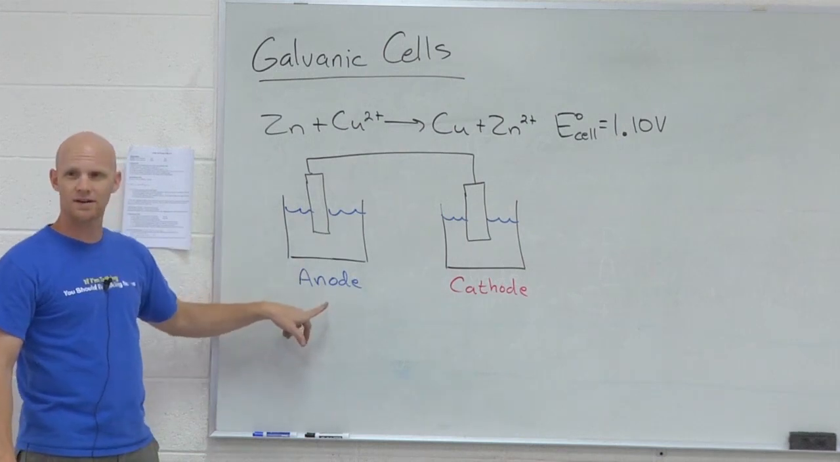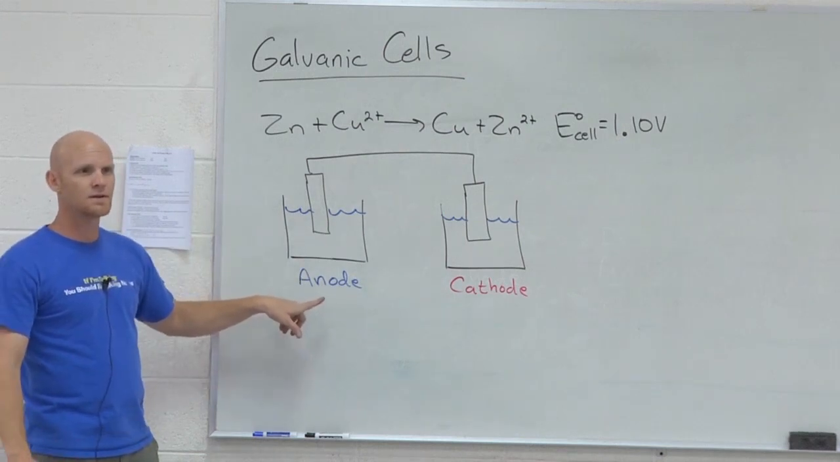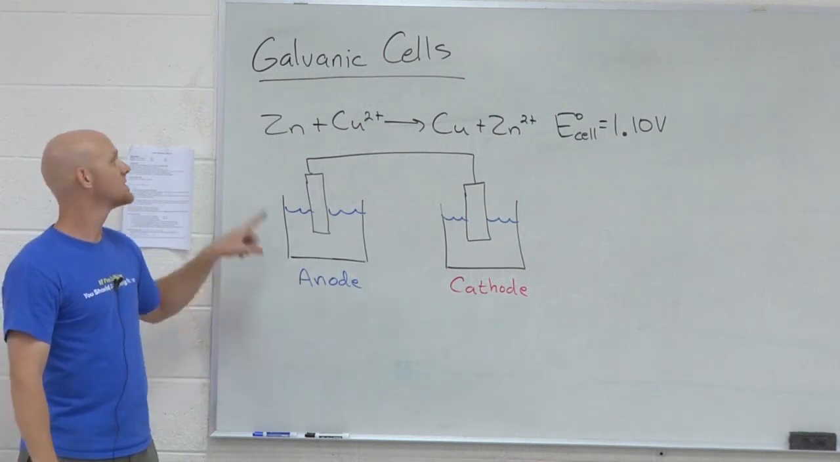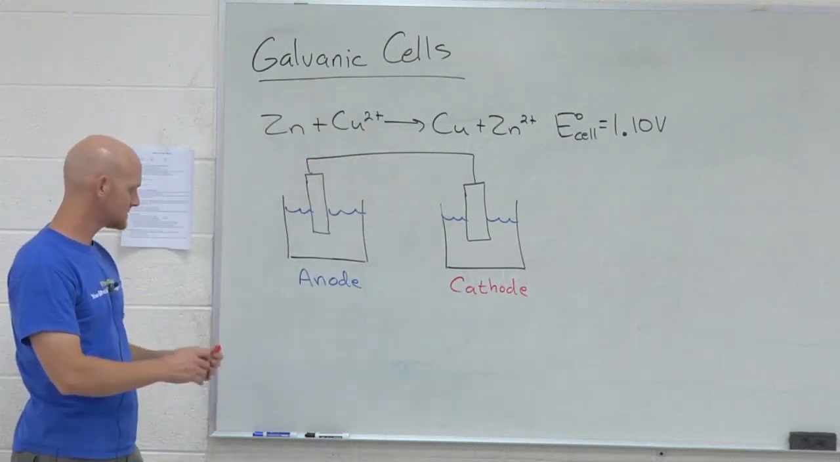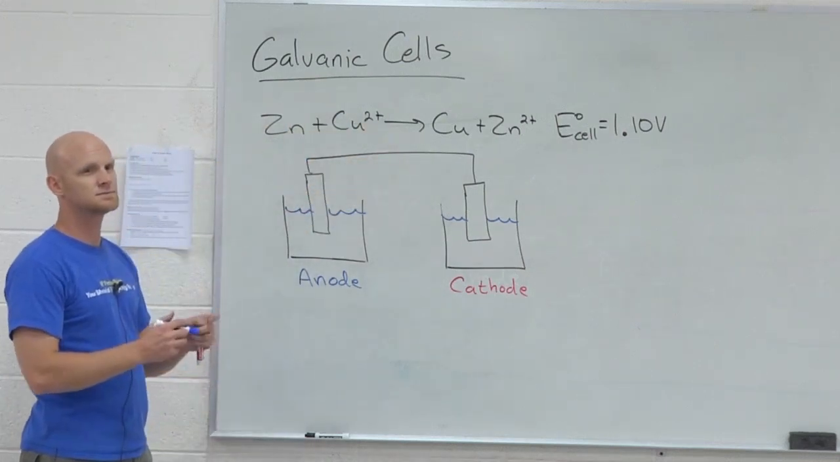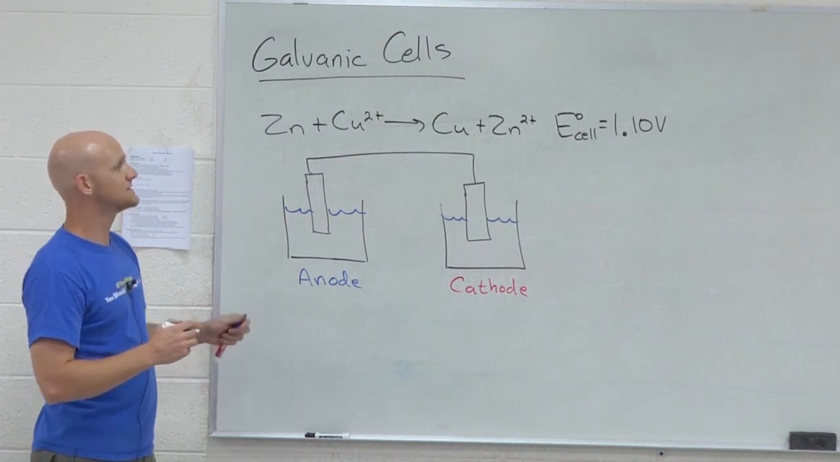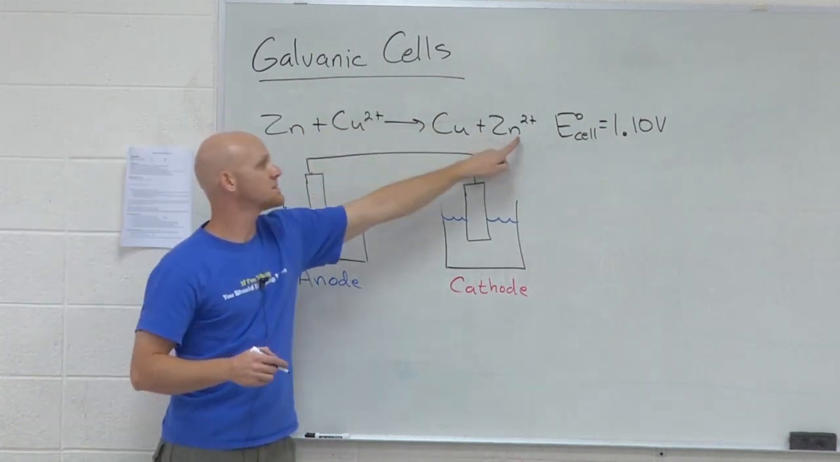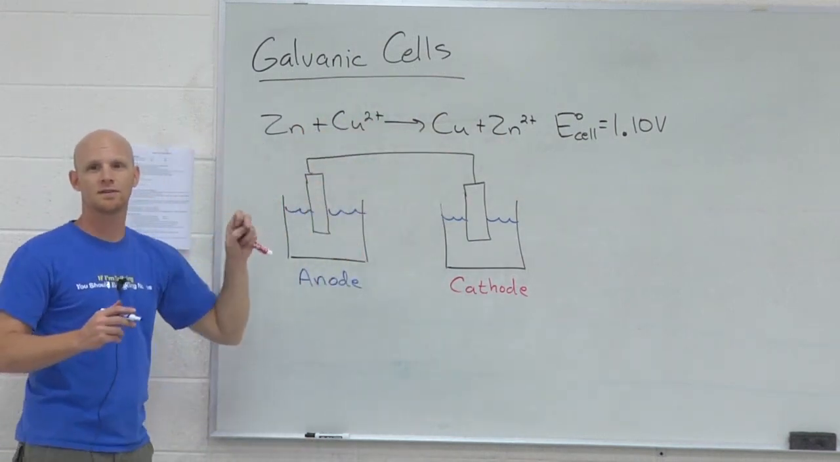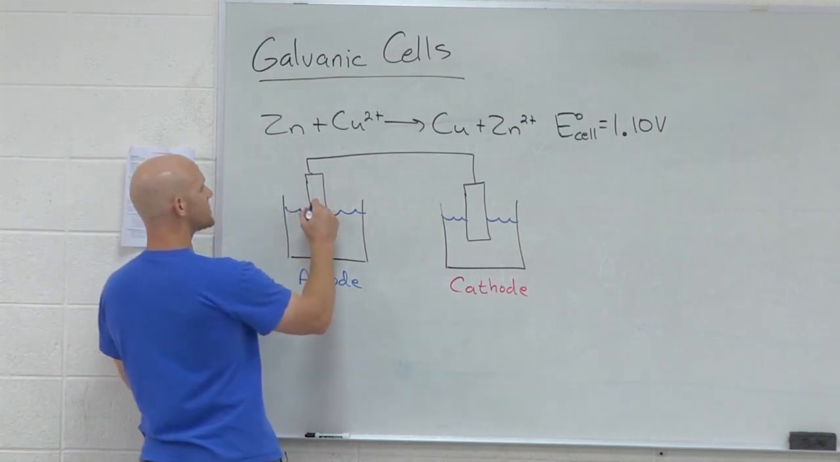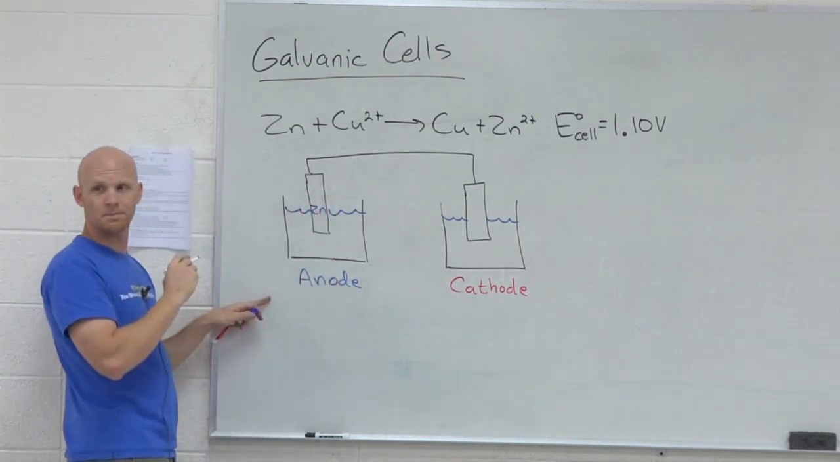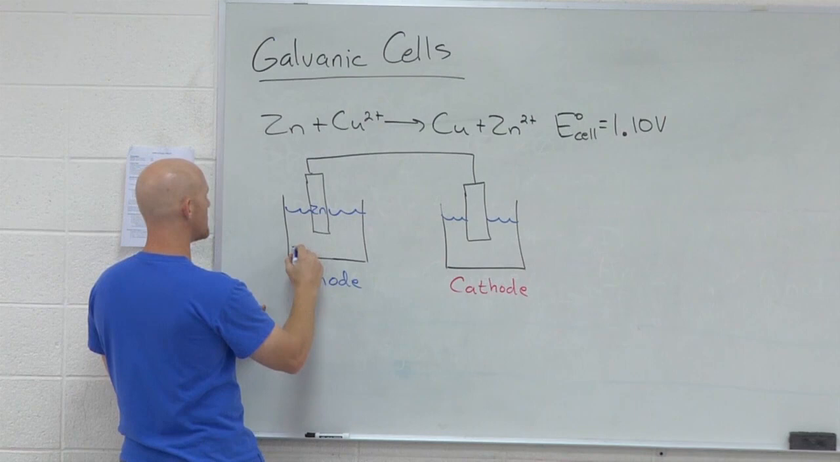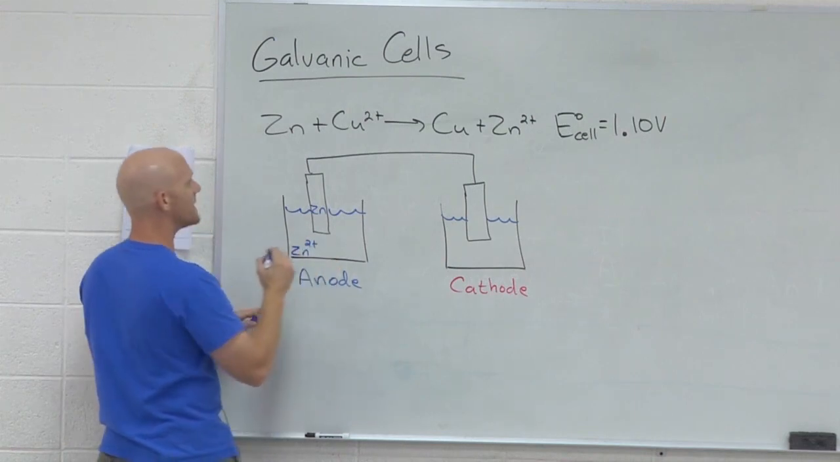What happens at the anode again? Gets oxidized. Who got oxidized? Zn does. He goes from 0 to +2. He lost 2 electrons. So in this case, the electrode itself is the metal, and in the solution below it will be the ions.